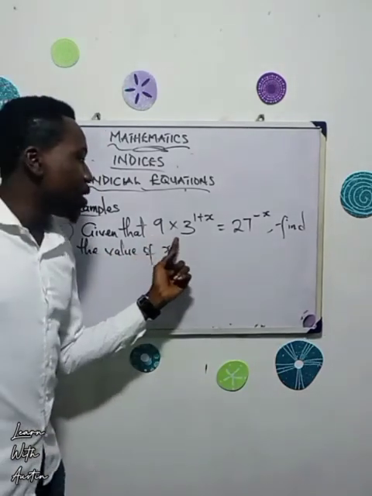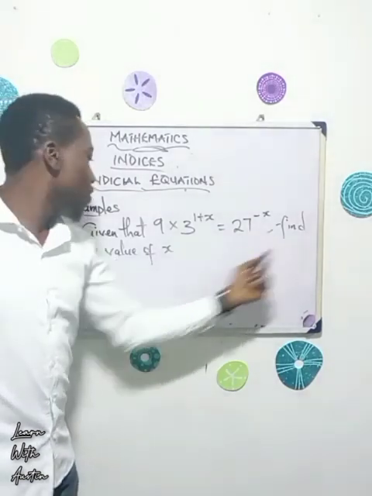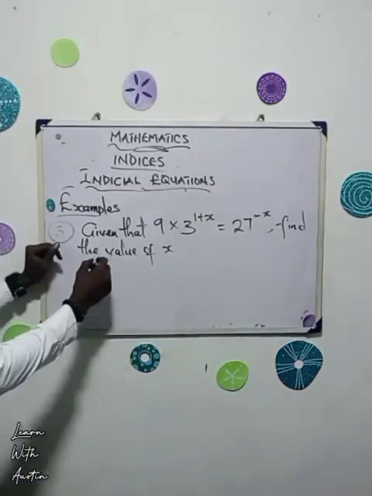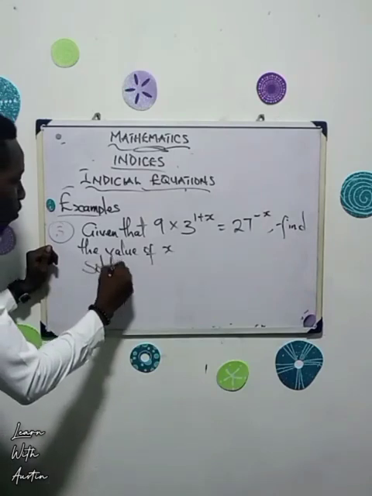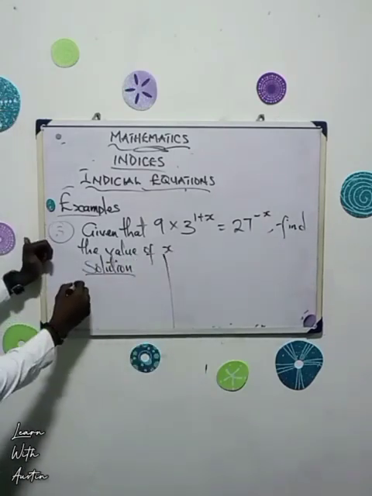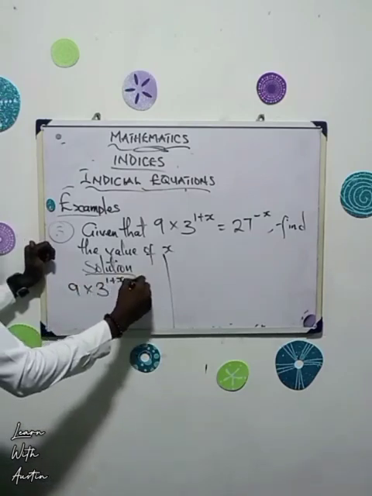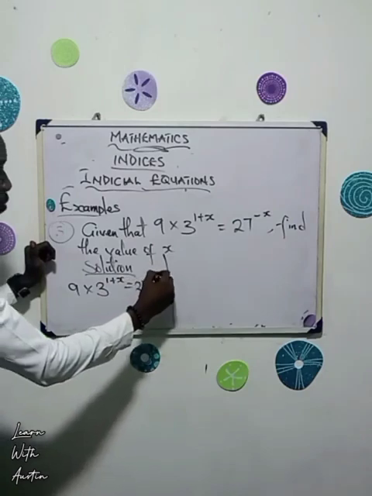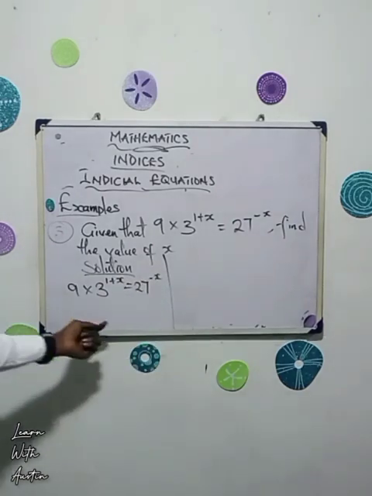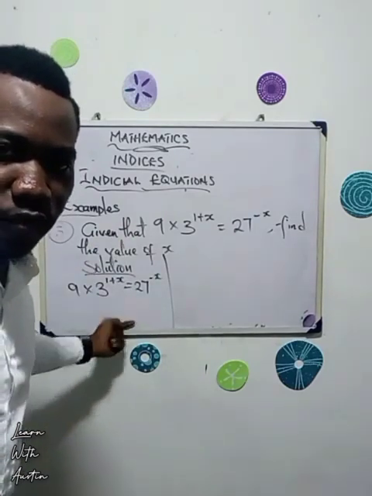So given that 9 times 3 raised to the power of 1 plus x equals 27 raised to the power of minus x, find the value of x. Alright, solution. So we have our question: 9 times 3 raised to the power of 1 plus x equals 27 raised to the power of minus x. The same thing applies here still. Exactly what we did in the previous examples, we're going to do here.